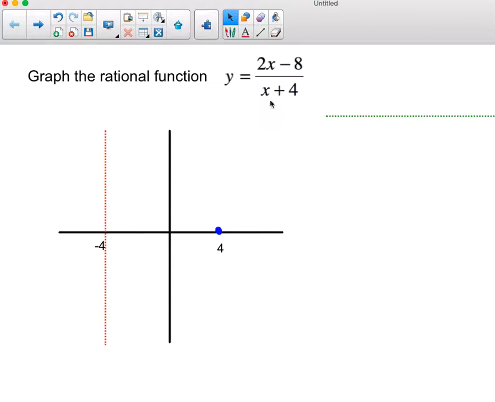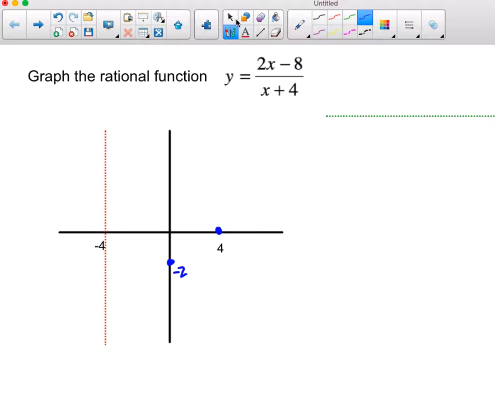Now, when we make x equal to 0, remember that's when we find our y-intercept. So if x is 0, the 2x and the single x are going to go away, and we're left with simply y equals negative 8 over 4, which is the value negative 2. So we know that our y-intercept is at minus 2. Quicker to just sketch that in there.